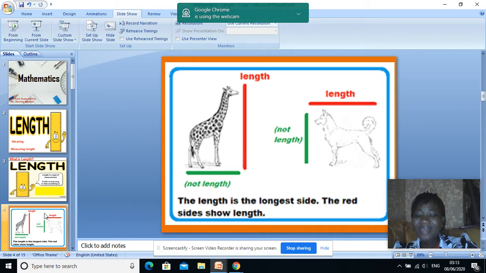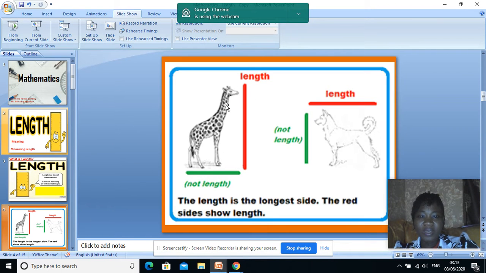Okay, the length is the longest side. The longest side of an object shows us the length. Okay, if you have an object and the object has a short side and a long side, probably in a rectangular form, the length is the longest side. Good.